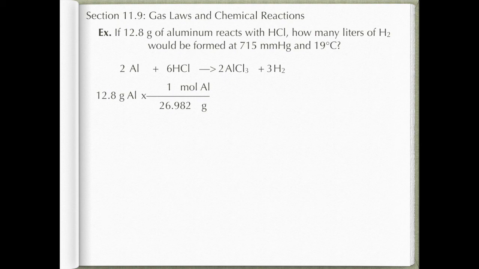I'm now in moles of aluminum. I'm going to get into moles of hydrogen. So I'm going to put moles of aluminum on bottom, moles of hydrogen up top, and that ratio is based on the coefficients, so it's going to be 3 to 2.